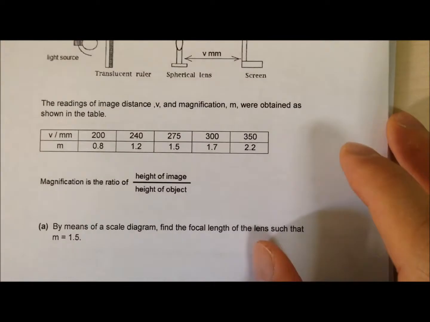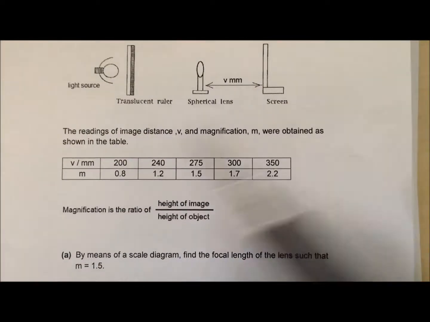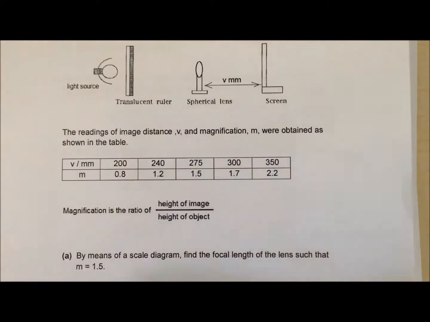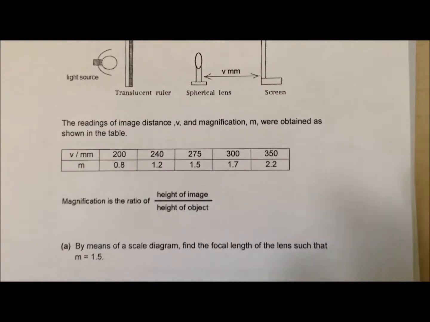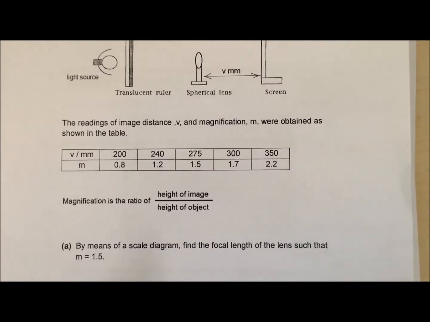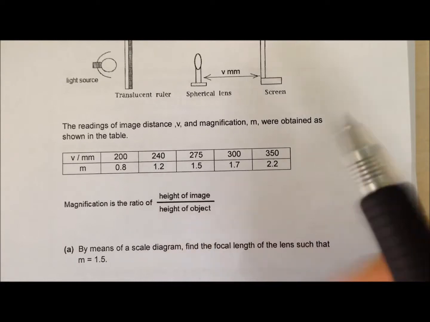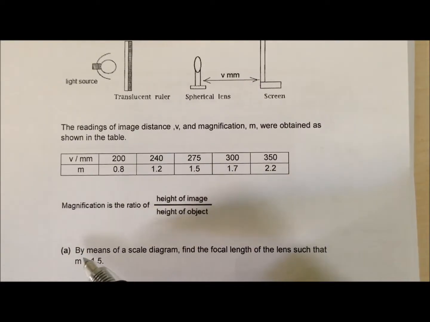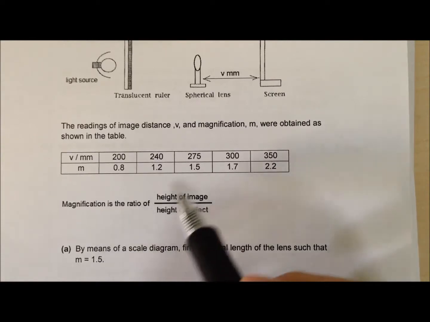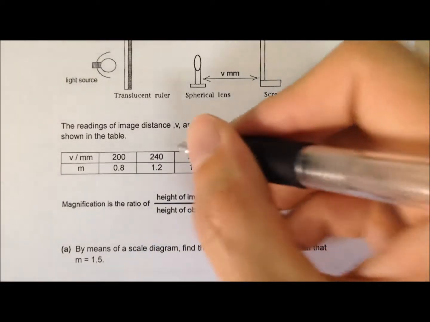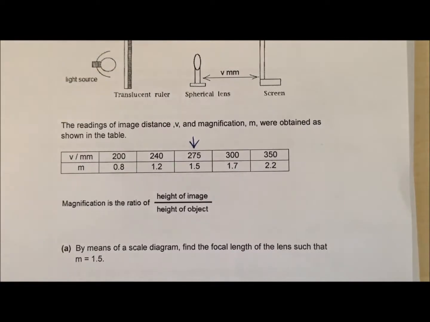Okay, question 5 is pretty tricky. Now you are given this whole bunch of data and then you are asked to find the focal length. So don't worry, we'll do it step by step. They already tell you that M is 1.5, so let's stick to it. Now what you want to do is draw out as much information as you can from this table. So when M is equal to 1.5, you know your V, your image distance. So let's do it now.